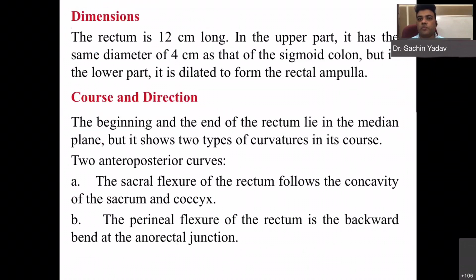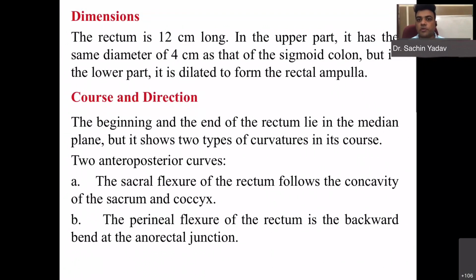The dimensions are 12 centimeters long. In its upper part, it has the same diameter of 4 centimeters as that of the sigmoid colon. But in the lower part, it is dilated to form the rectal ampulla. Okay, so got it. Wherever you get a dilatation of the gut, it is named an ampulla. Like in the duodenum, it was the duodenal ampulla. Here it is the rectal ampulla. Okay.